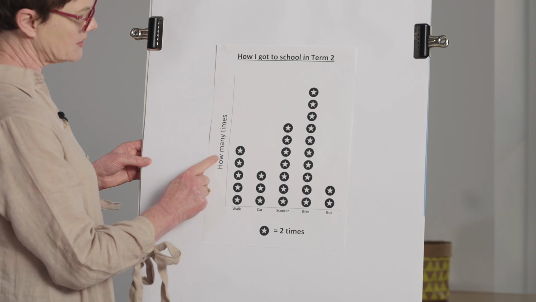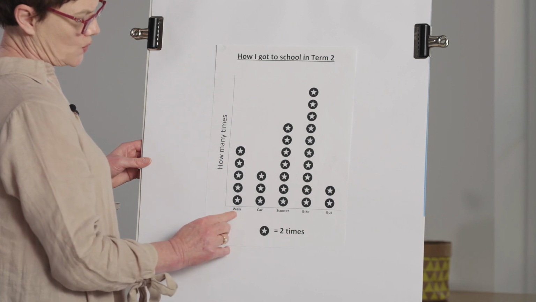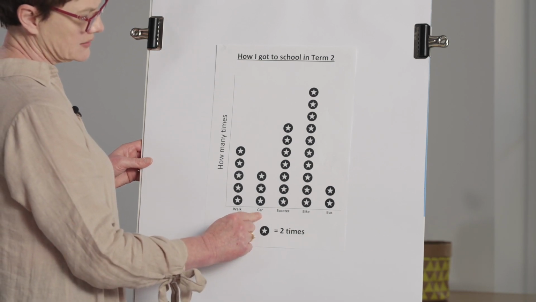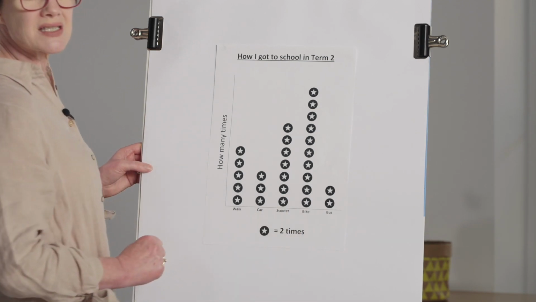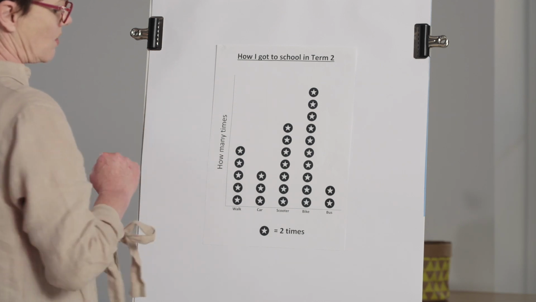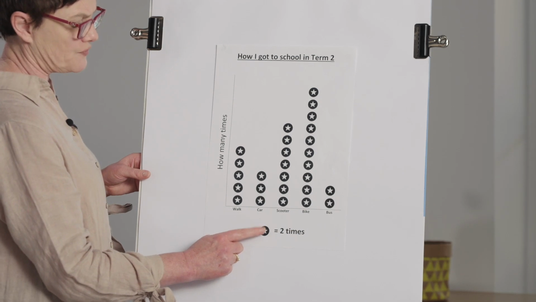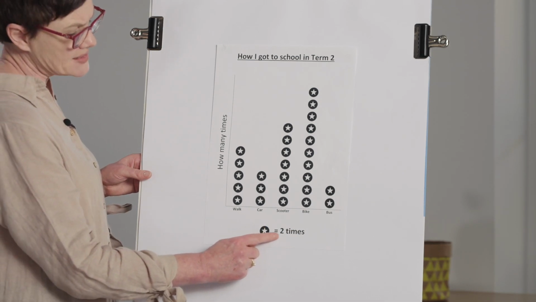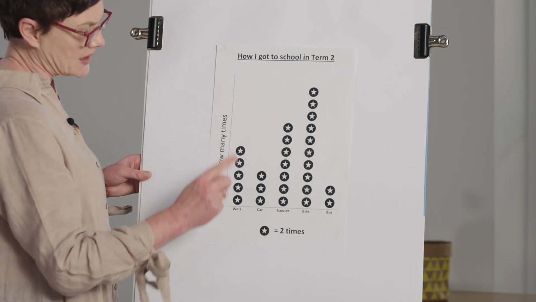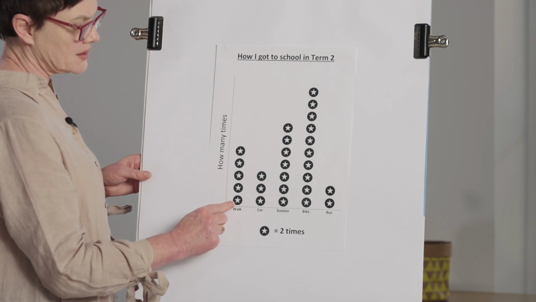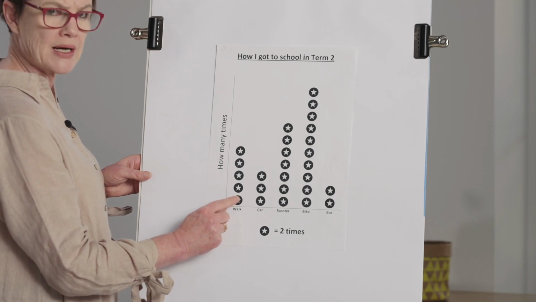And we can see along here it's telling us how many times each thing happened. Did they walk, go by car, go on a scooter, a bike, or catch the bus? Now, this is what we need to pay attention to, because this is telling me that the value of this symbol is actually 2 times, twice. So if I count how many times I walked, I'm counting in 2s. This is equal to 2 times.